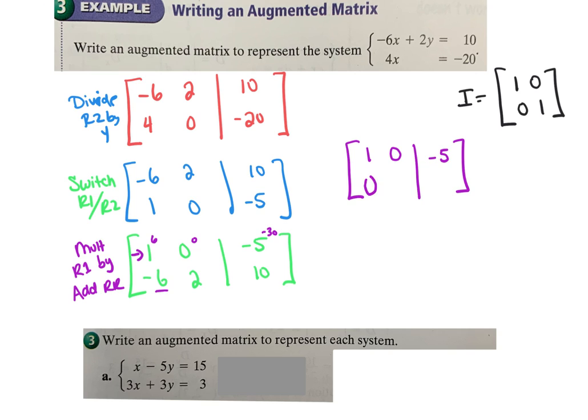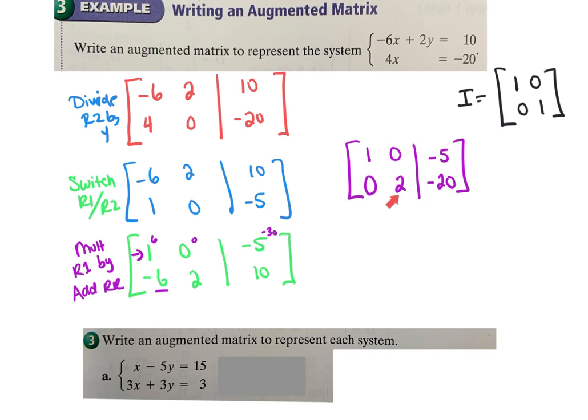That's going to give me a 0. It's going to be 0 plus 2. That's going to give me a 2. And then it's going to be negative 30 and 10. So that's going to be negative 20. All right. My final step, so I basically have a 1, 0, 0.